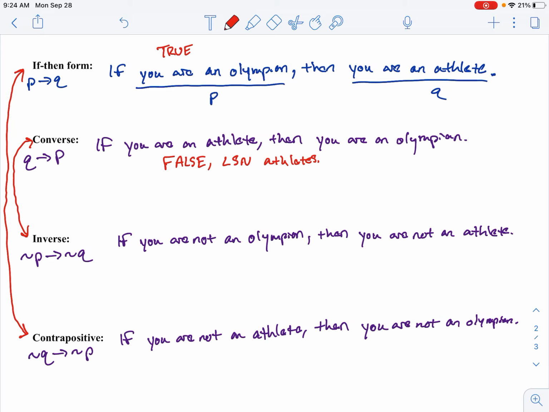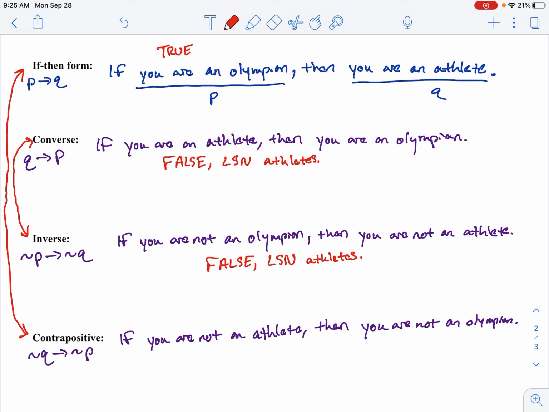The inverse: if you are not an Olympian, then you are not an athlete. This is also false, and I'm going to use the same counterexample because I have to give at least one counterexample. Lee Summit North athletes again, because they are not Olympians, but they are still athletes. So if you are not an Olympian, yes, you can still be an athlete. And notice that the converse and the inverse did have the same truth value. They were both false. We even used the same counterexample.